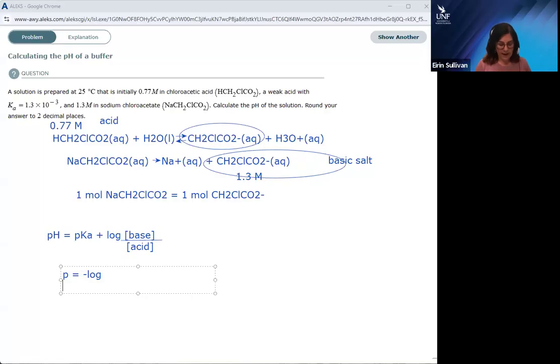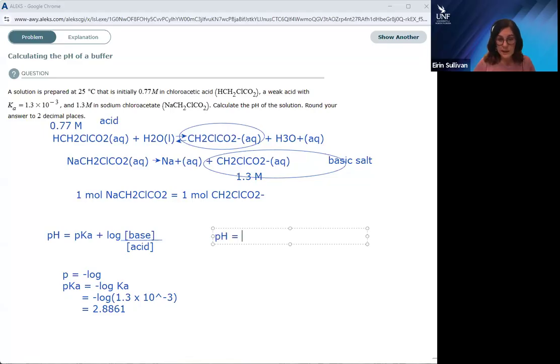So one problem is we don't have pKa, we only have Ka, but remember p equals minus log, okay? So pKa, if I can write it, is minus log of Ka. So that's going to be minus log of whatever Ka is, 1.3 times 10 to the power of minus 3. And that's going to give me the pKa for the chloroacetic acid, which is going to be 2.88, leave a few sig figs, 2.886. So now we can calculate our pH.